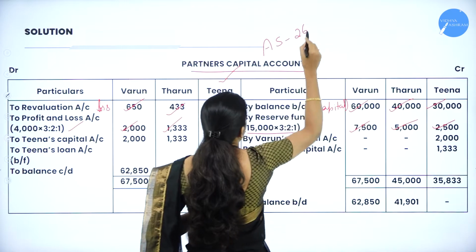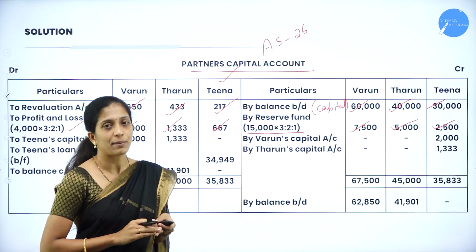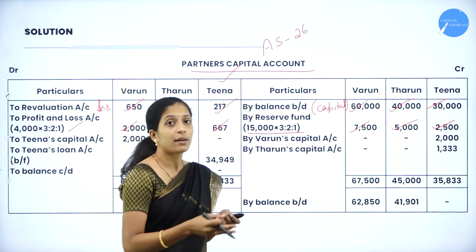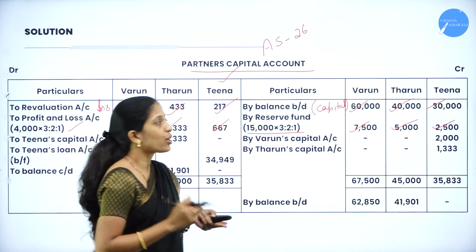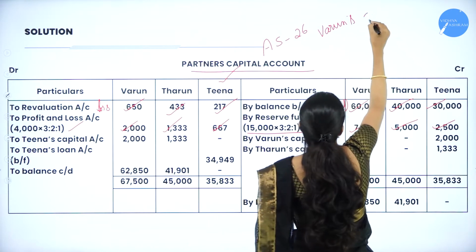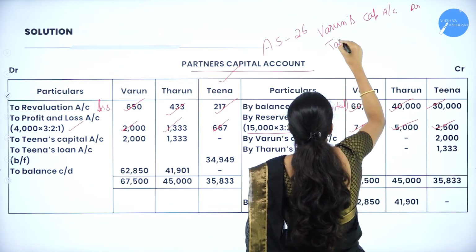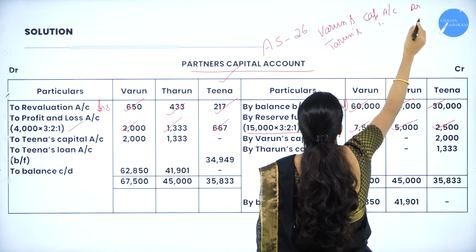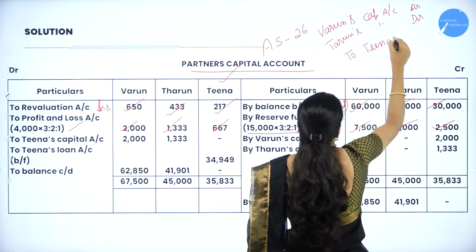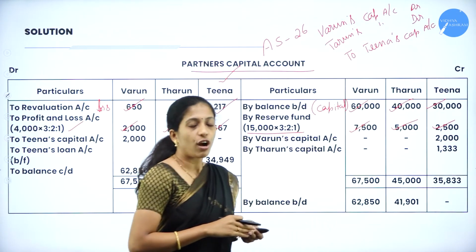So you know the entry. What is the entry here? Remaining partners' capital account debit to retiring partner's capital account. Now who retired from the partnership firm? Tina. Now who are the remaining partners? Varun and Tarun. So your entry will be Varun's capital account debit, Tarun's capital account debit, to who is the retiring partner? Tina. So Tina's capital account.